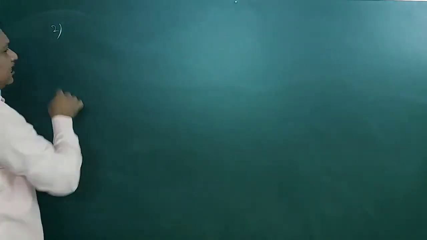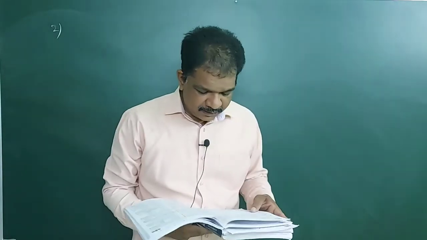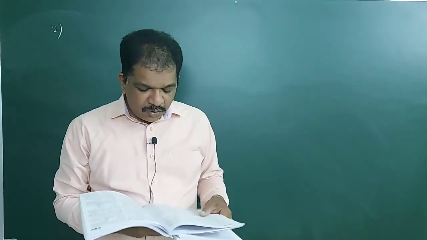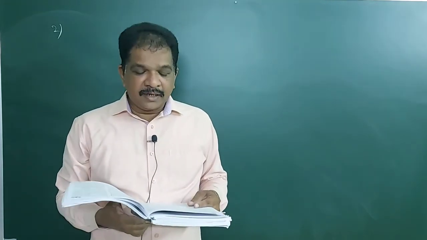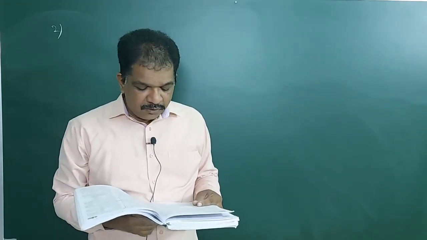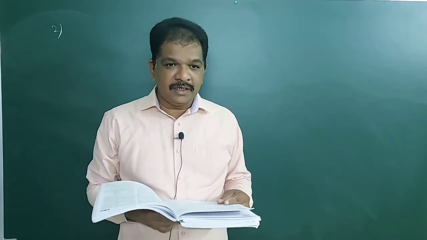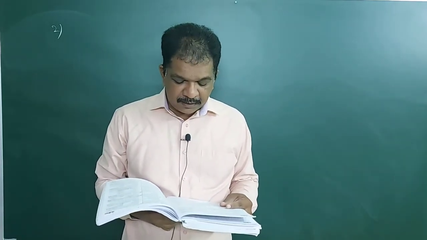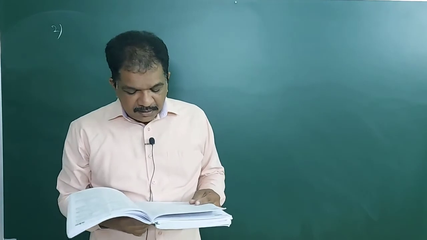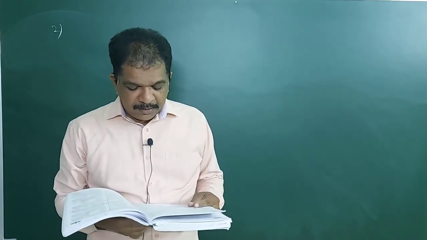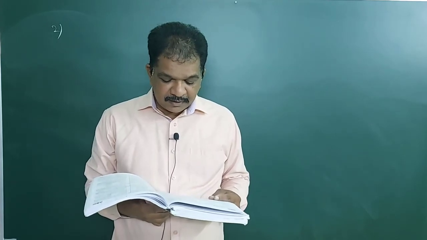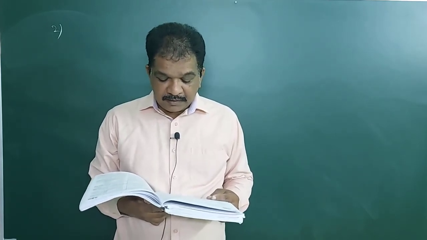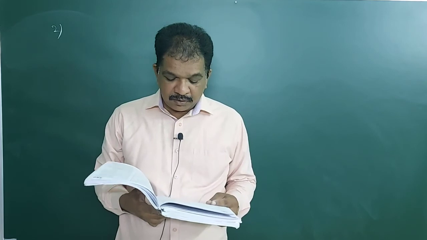Second question, what they are asking, the molar specific heats of an ideal gas at constant pressure and volume are denoted by Cp and Cv respectively. Gamma is equal to Cp by Cv. R is the universal gas constant. Then Cv value is equal to.